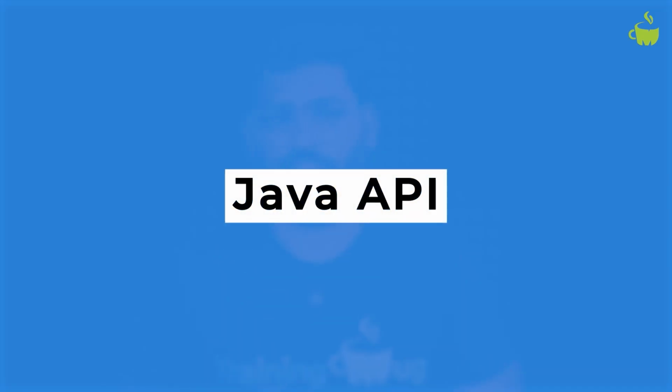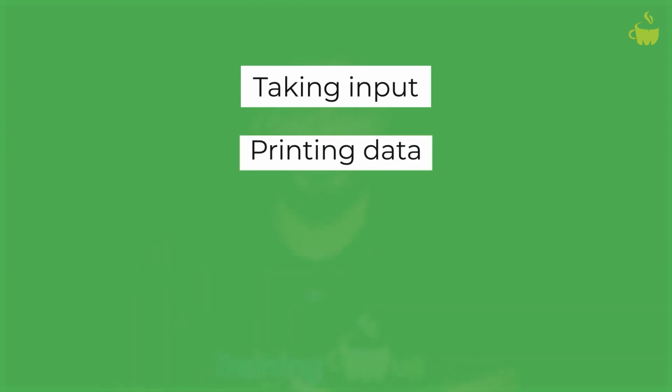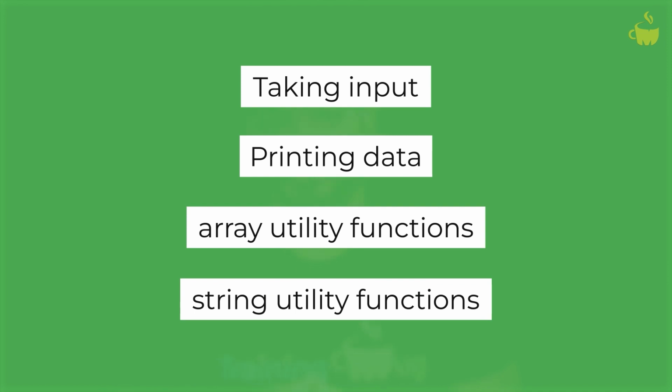In this video, we'll try to understand a very important topic called Java API. API stands for Application Programming Interface. By default, any programming language provides some default functionalities to the user. Examples are taking input to a program, printing some data onto the console, or array utility functions or string utility functions, etc. They organize this code and give it to you ready-made, instead of you writing it right from scratch. But as a developer, how do you know what functionality already exists and how you can use it? That's where API documentation comes into the picture.